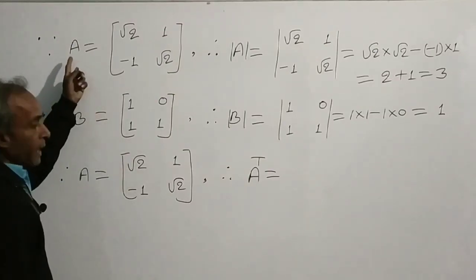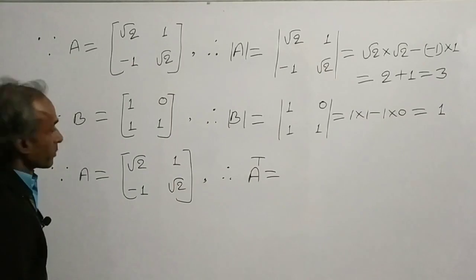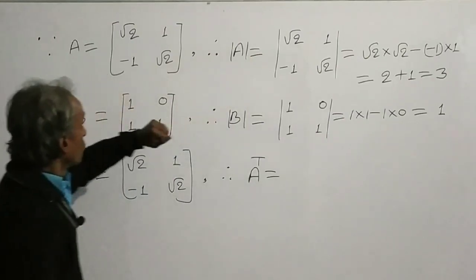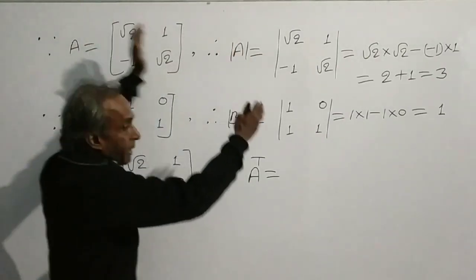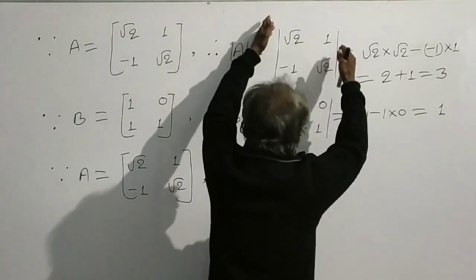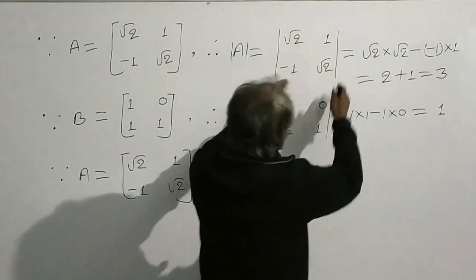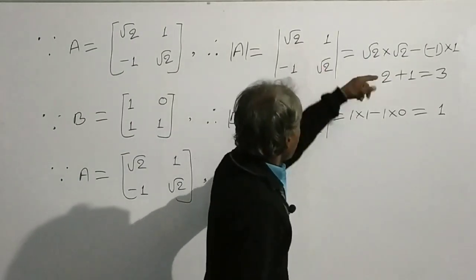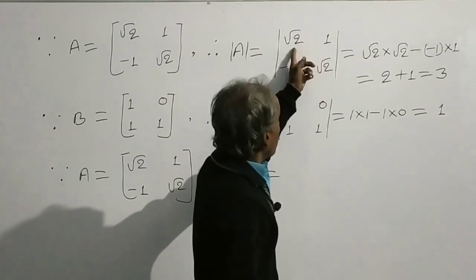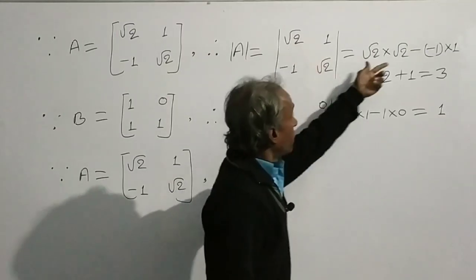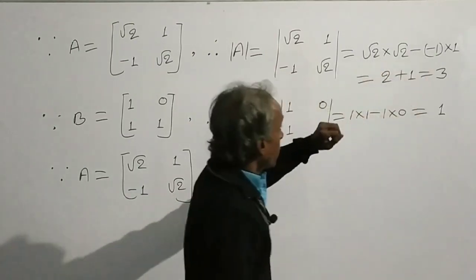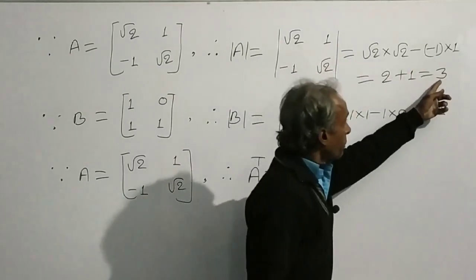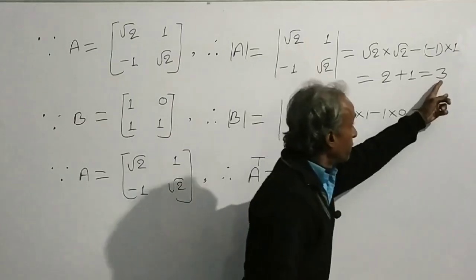Given in the question that A is equal to this matrix, therefore determinant of A denoted by this will be equal to, we remove this bracket and draw two vertical lines for determinant. Now we will expand this determinant. Multiply this element with this element. Then we write minus sign. Now we multiply this element with this element. And we get determinant of A is equal to 3.